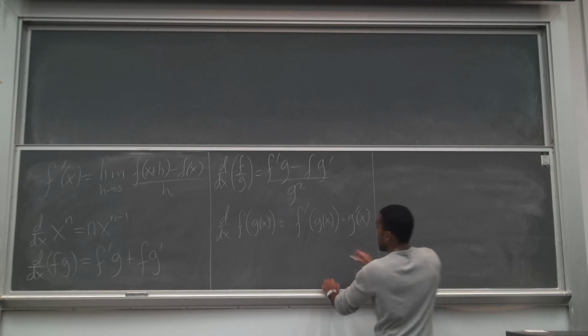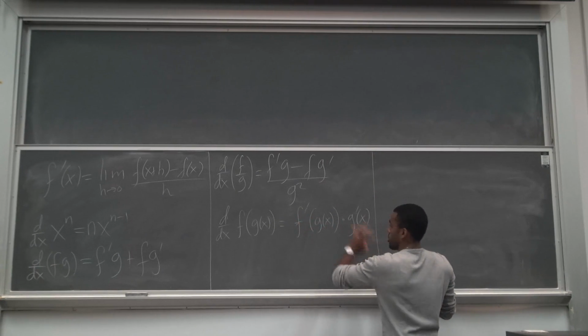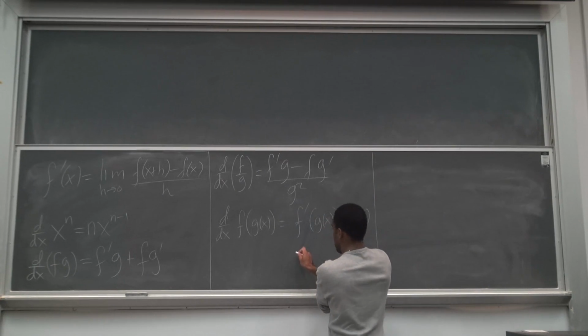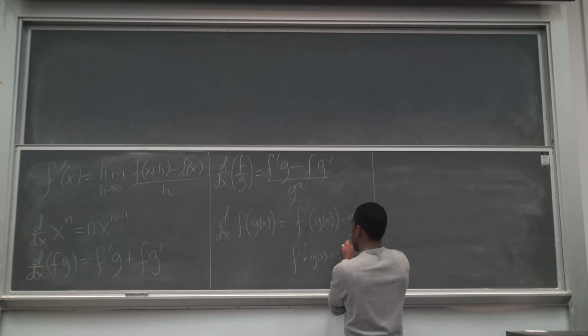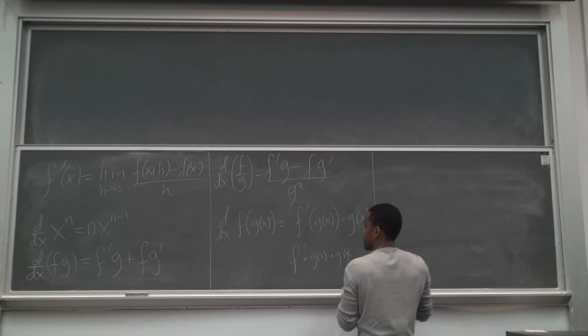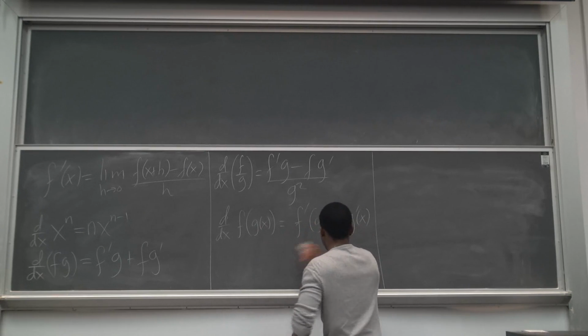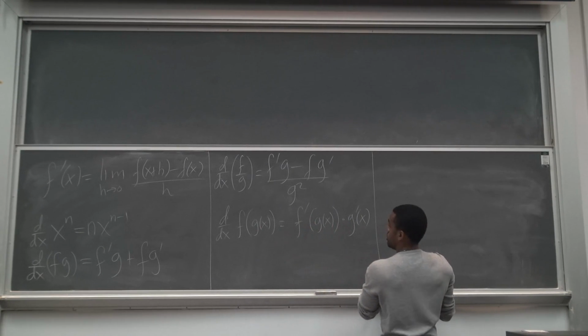Be careful how you write this. This is not a multiplication. Remember, it's a composite function. The G is plugged into F prime. So I saw some people write on the quiz F prime times G prime. That's actually incorrect. It's not a multiplication. This is plugged into the composite function.